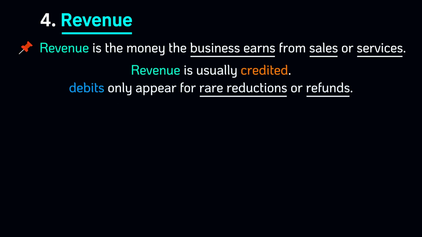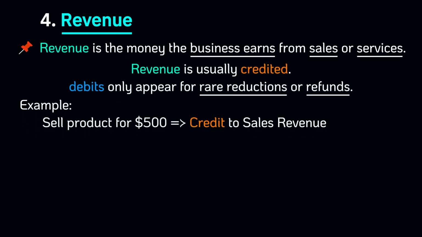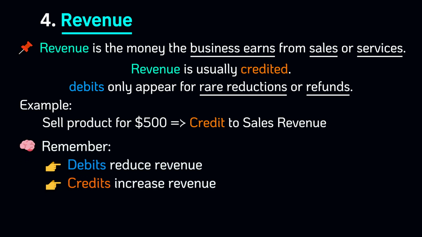Next up, revenue. When the business earns money, you always credit revenue. If for any reason you cancel or reduce revenue, you debit it, though that's rare. For example, if you sell a product for $500, that's a credit to sales revenue. The rule for revenue is simple. Debits reduce revenue and credits increase it.